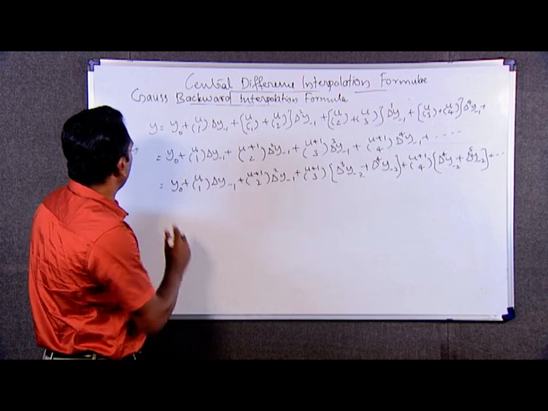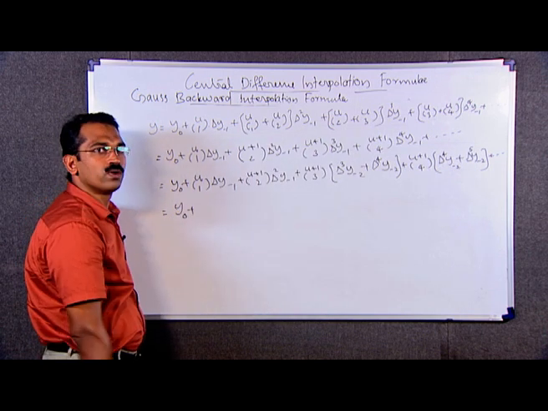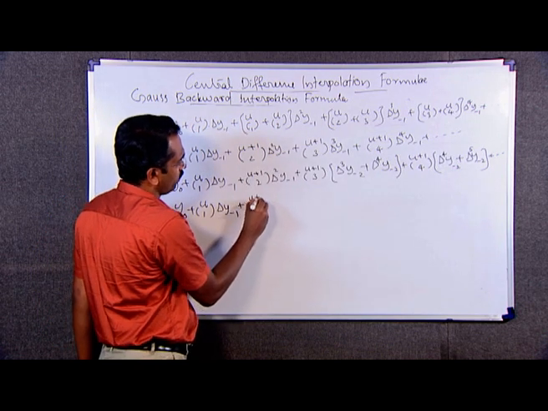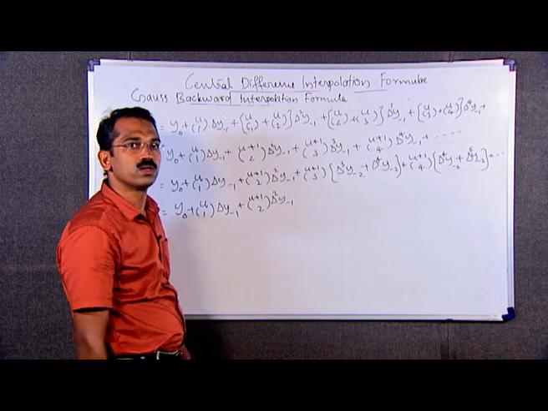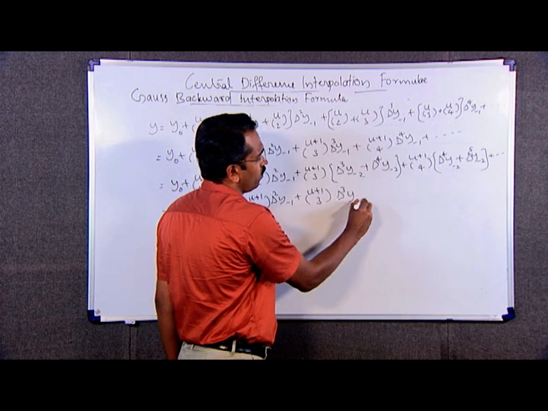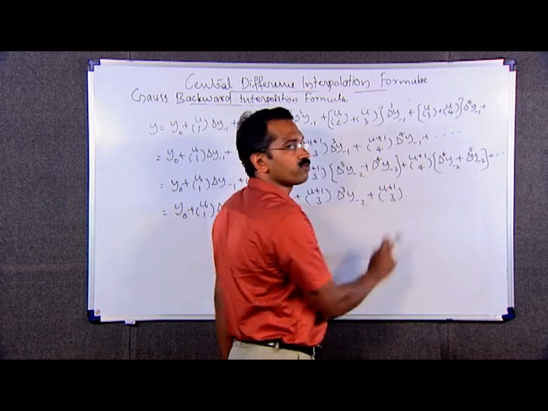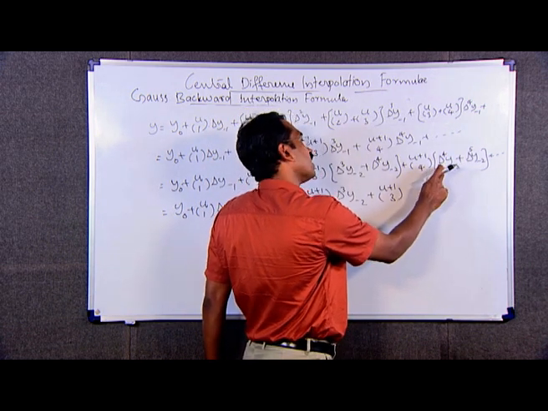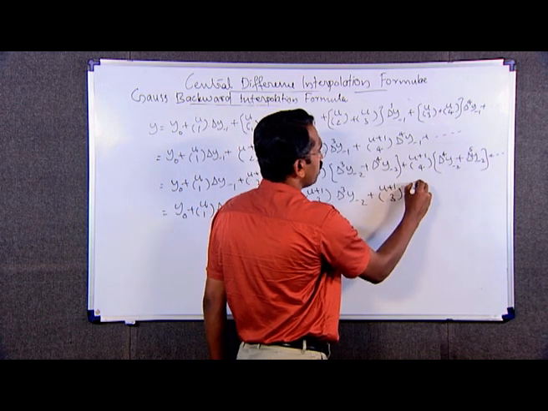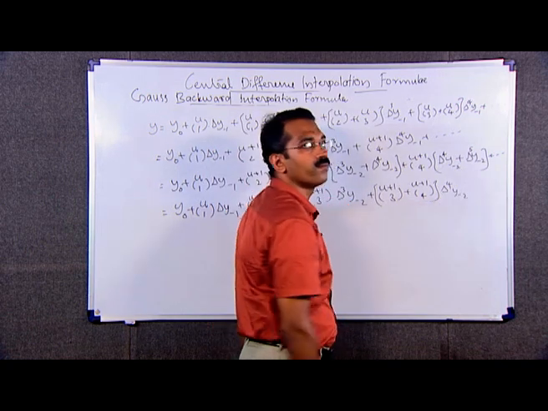Therefore, we can write y equal to y naught plus UC1 into delta y minus 1 plus U plus 1 C2 into delta square y minus 1 plus U plus 1 C3 into delta cube y minus 2 plus U plus 1 C3 into delta raised to 4 y minus 2. Here we have a term containing delta raised to 4 y minus 2. Combining these two terms, we can write U plus 1 C3 plus U plus 1 C4 into delta raised to 4 y minus 2, plus etc.